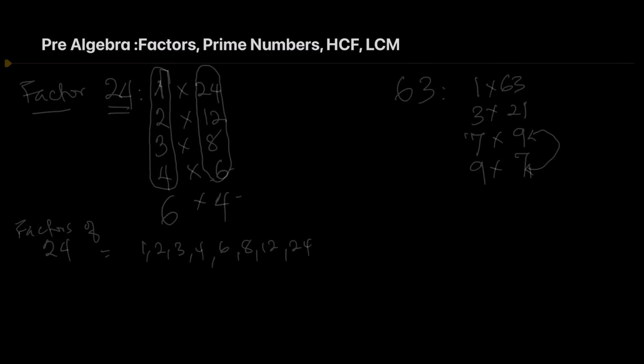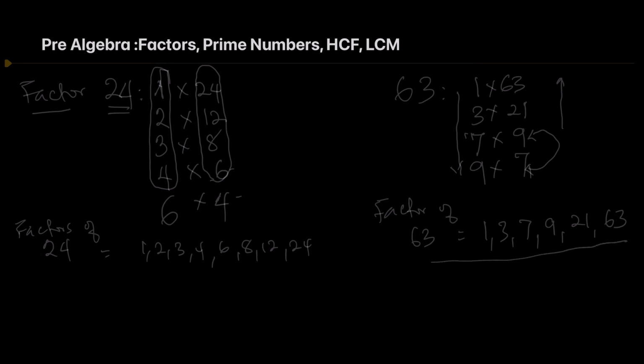And at this point, we just give our answers, which are the factors of 63. We go from up to down, and then down to up, right? So what are the factors? We have 1, 3, 7, 9, 21, 63. So these are the factors of 63.